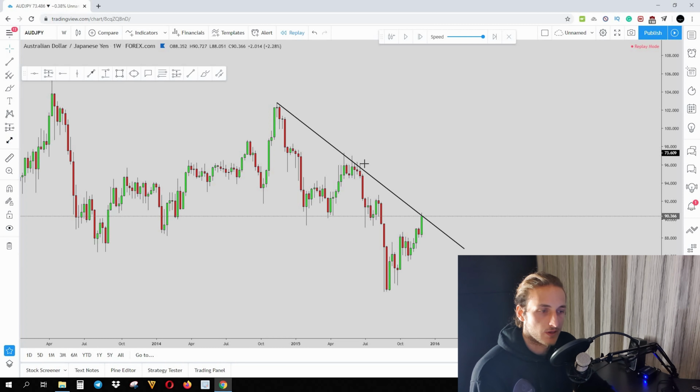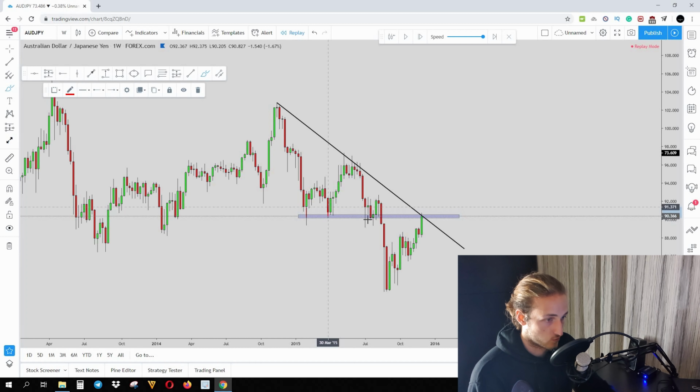Then what I also realized, look, the market is at an extremely strong level because what we have here, support, support, support, support. Now all that support, since the market broke it below, has turned into resistance at this level.